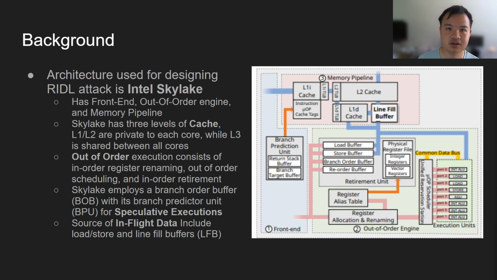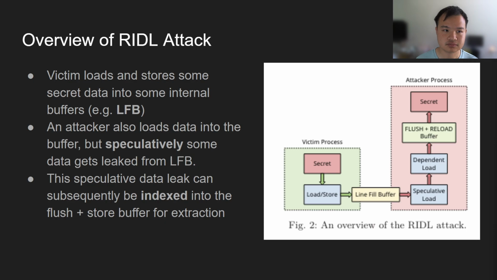Now, for RIDL, the sources of data leakage that the authors considered are in-flight data, which means data that doesn't really have an address space, which are basically buffers. Those buffers include the load and store buffers and line fill buffers.